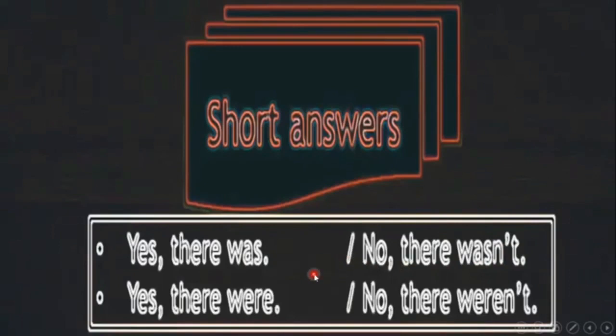Listen to the second example again. Were there 2 schools beside the bank? The answer will be yes, there were. Or no, there weren't. Weren't here also we add n apostrophe t because here we use no. Yes, there were, or no, there weren't. No, there weren't.